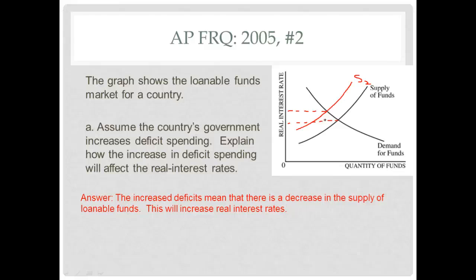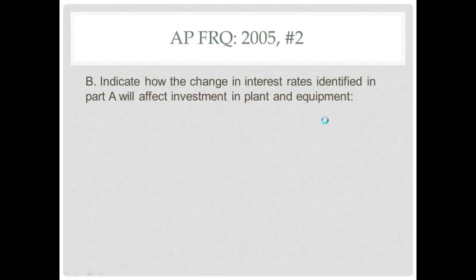Okay, moving on to Part B. Part B says, indicate how the change in interest rates identified in Part A will affect investment in plant and equipment. Now, Part A, of course, we said that interest rates rose. And it says in this question to simply indicate. And if it does only say indicate, believe it or not, it really can be almost just a one-word answer. In fact, in this case, it could be just a one-word answer.